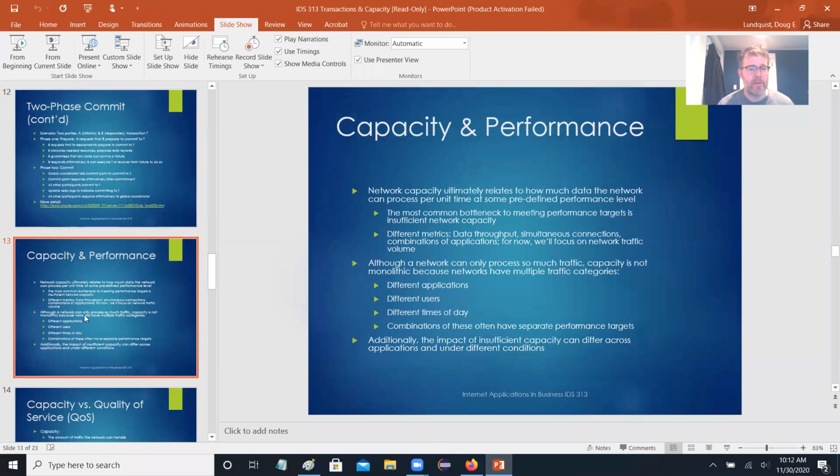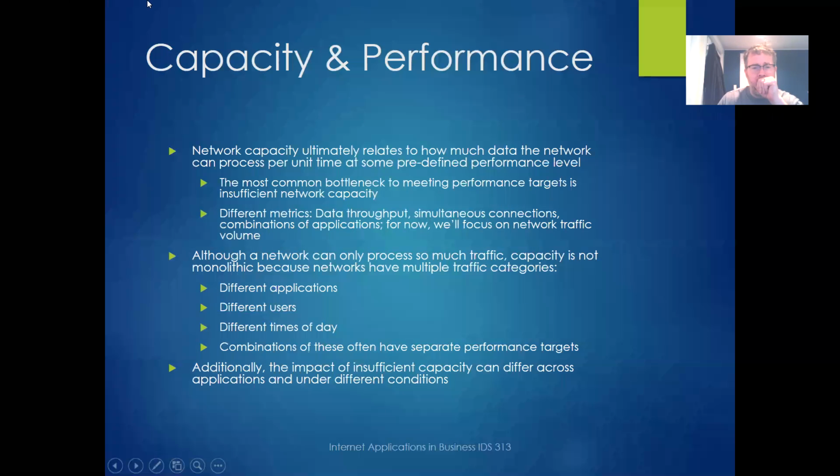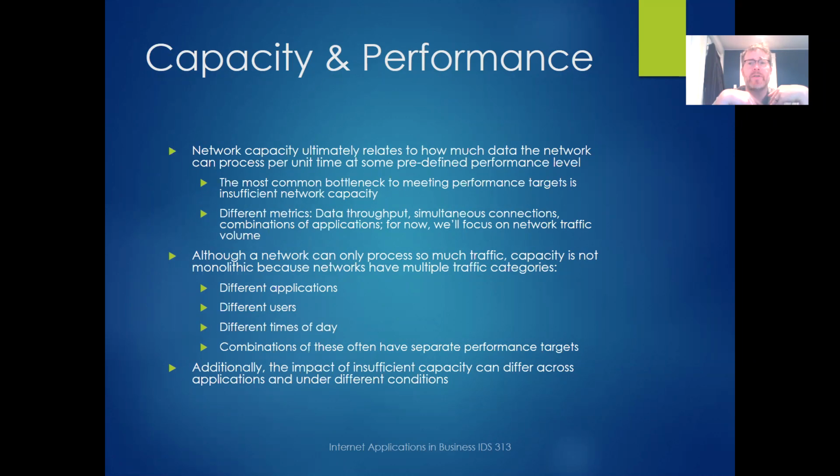Let's see how many slides we got. Okay, about 11. Good. So network capacity basically means how much data the network can push through per unit of time. And even though there's an absolute limit to how much data the network can push through, what we're really interested in is performance level, right? Basically quality of service. So if the network is meeting all of its assigned goals and getting the data where it needs to be fast enough, it has enough capacity to do what it needs to do.